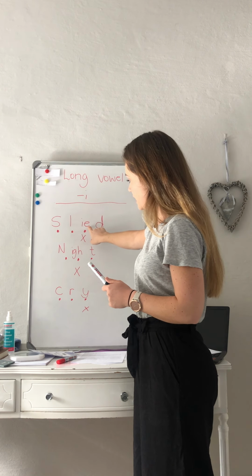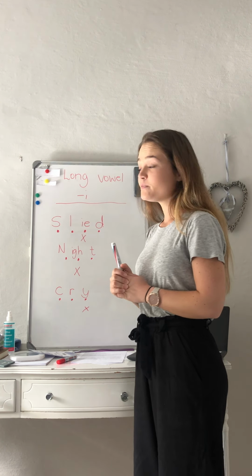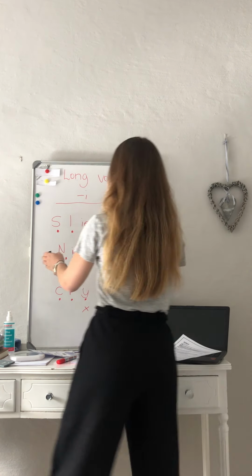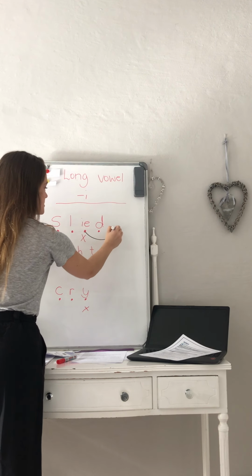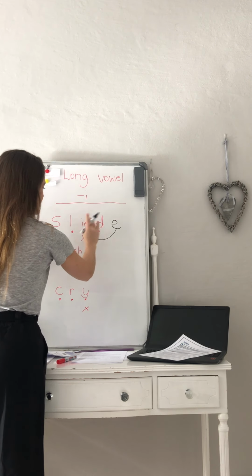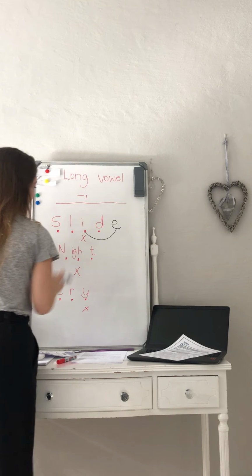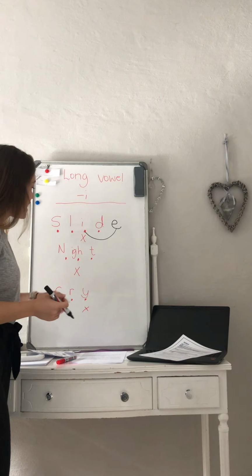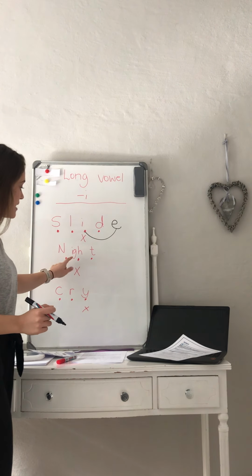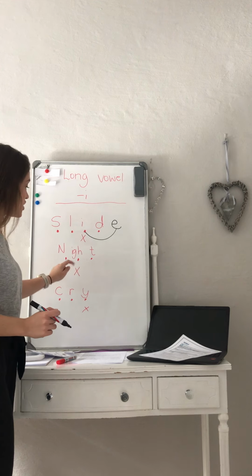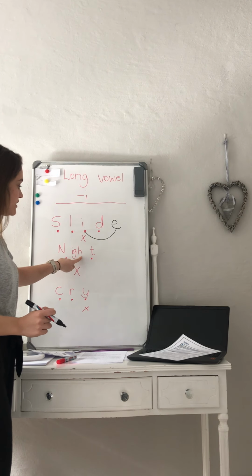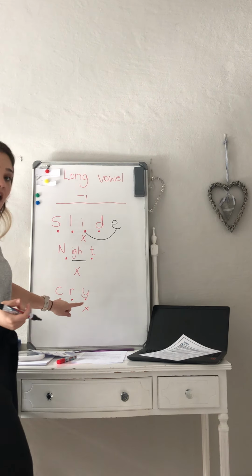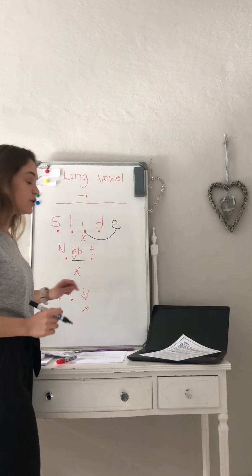Because I know that it can't, that says slide. And we need slide. So to fix that, we are going to turn it into a smiley and put Mr. E at the end. And now that says slide. For night, our I sound is made up by I-G-H. And that is 1 sound. So we are going to fix that by turning it into a line. And with our cry, we see that it is okay.